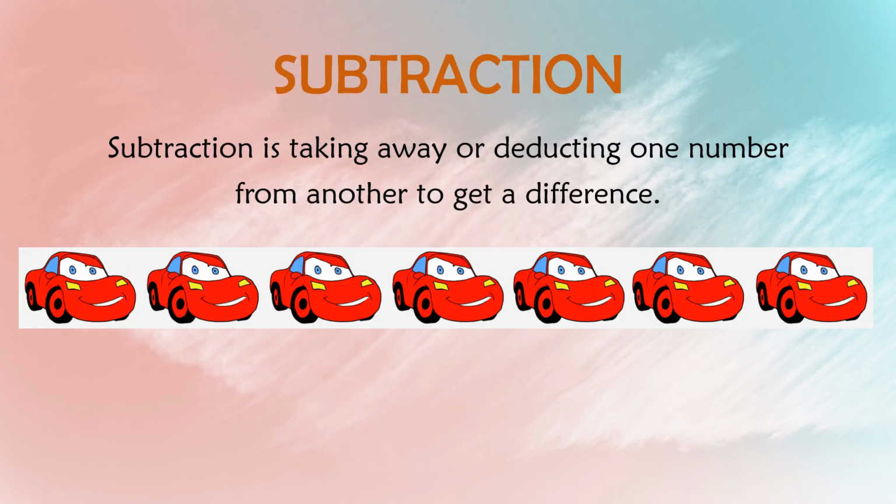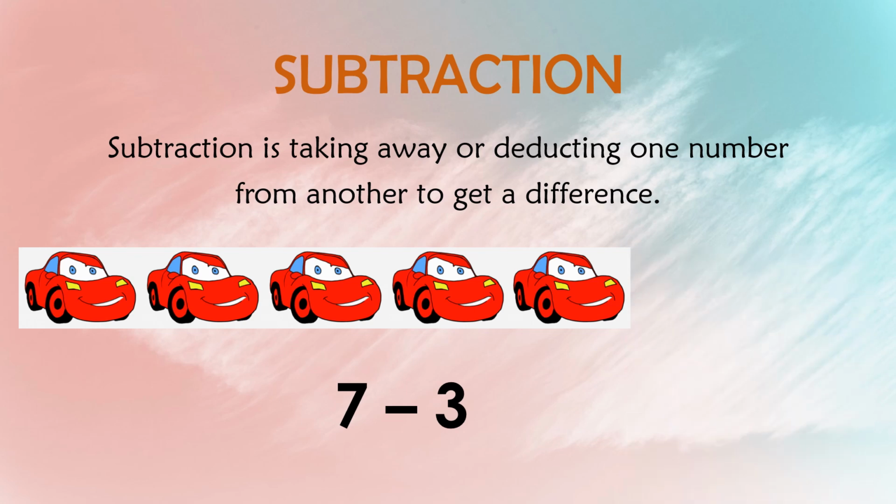First, let us define subtraction. Subtraction is taking away or deducting one number from another to get a difference. For example, 7 minus 3. 7 minus 3 means that you're going to take away 3 objects from the total number of objects, that is 7. So you take away 1, 2, and 3. 7 minus 3 is equal to 4.